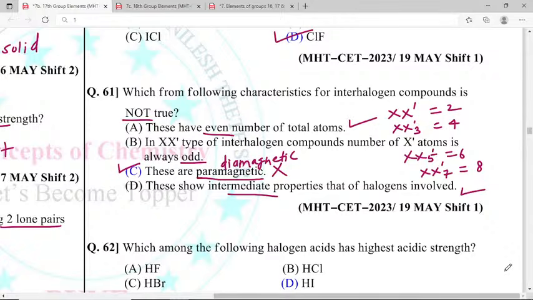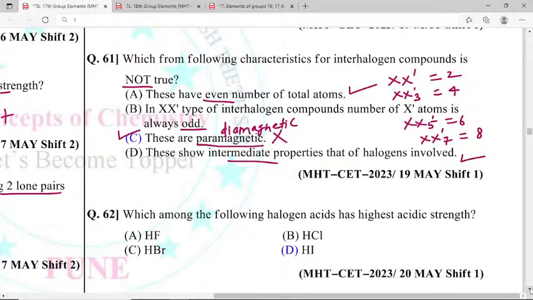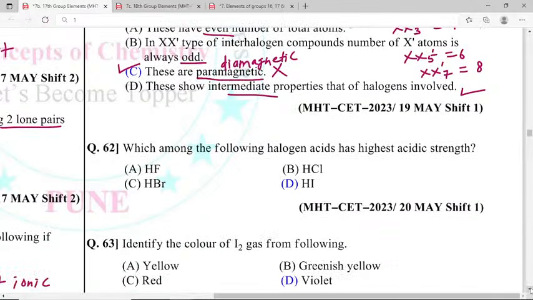Yes, all are diamagnetic. Very good. Interhalogen compounds are diamagnetic. It is not paramagnetic because electrons are paired. If there are paired electrons, there is a diamagnetic property, not a paramagnetic property. Okay.